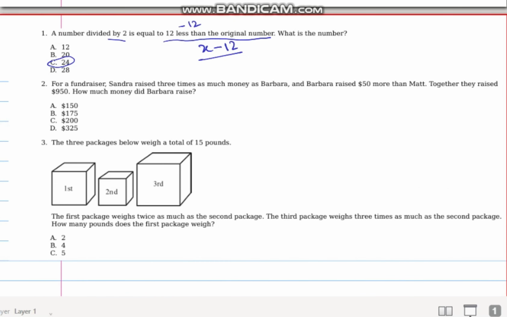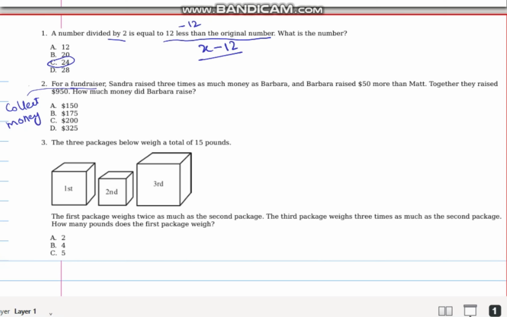This is a very easy question. So first of all, for a fundraiser, okay, basically fundraiser means someone who collects money. Let me write here fundraiser. Fundraiser means collecting money. Collect money. Okay.